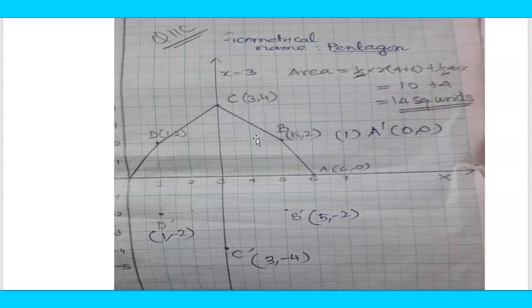One mark for finding the area, 1 mark for naming the figure. But the figure you name should look like this only. If you have drawn any other figure and write pentagon, then it will be wrong. After that, if you have reflected these 3 points correctly, 1 mark, and finding A, 1 mark. So A is (0, 0).